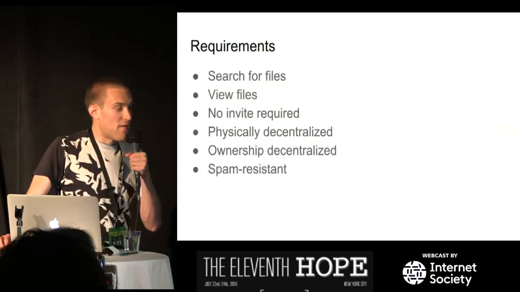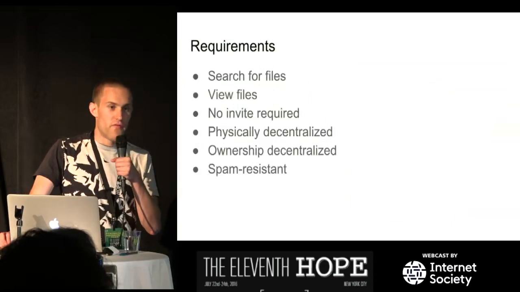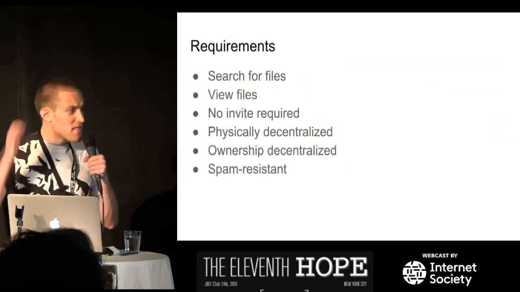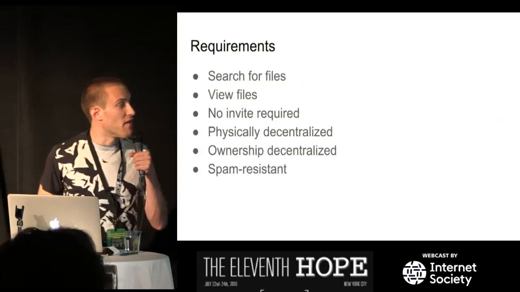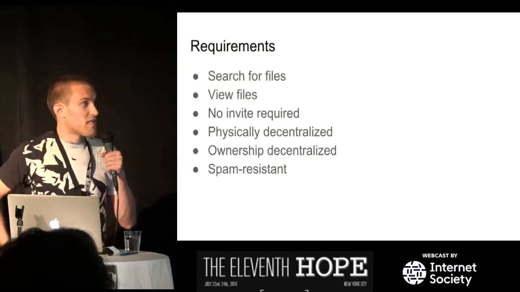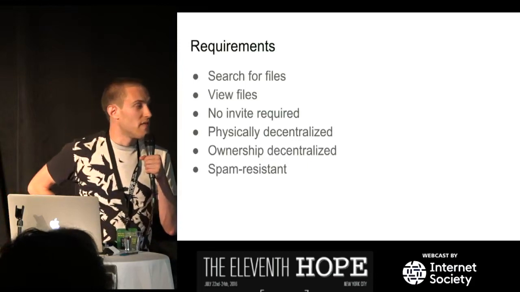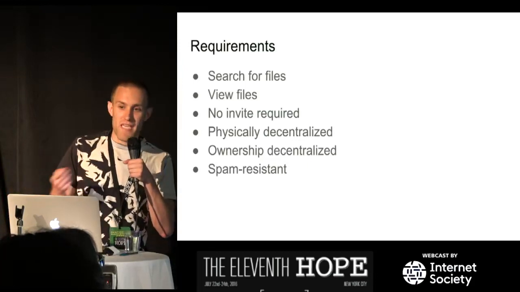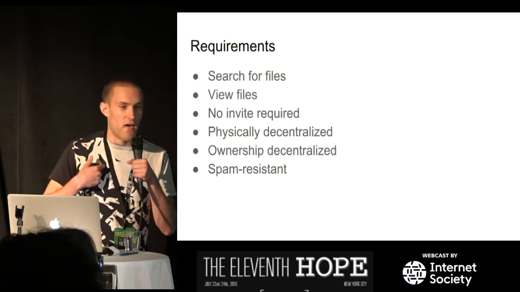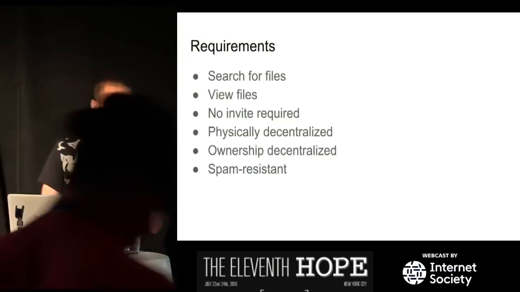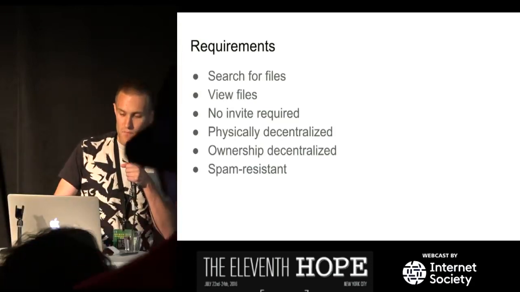So for the system that I'm going to build, here's an overview of the properties that I'd like it to have. You should obviously be able to search for files and view them. It shouldn't require an invite. It should be physically decentralized, but it should also be decentralized in terms of ownership. Nobody should have a key to turn the system off, and obviously that includes me. And finally, it should be resistant to spam.